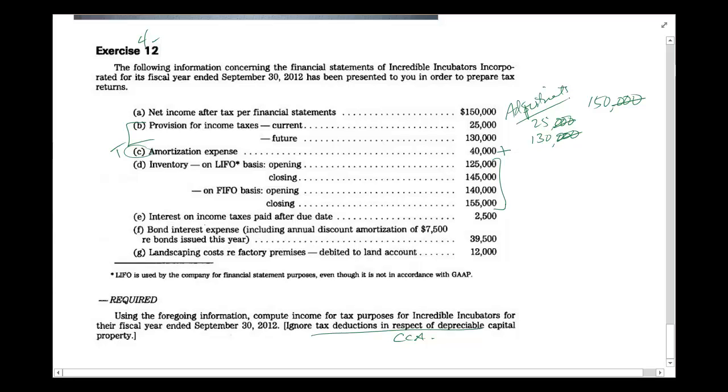Okay, so interest on income taxes paid after the due date. This is a payment under the Act. That's a permanent difference. That will be added back. Okay, not deductible, specifically prohibited. Okay, and there's no provision in 20 to get it back in.